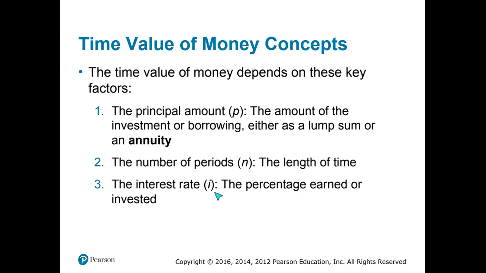So the principal amount is the amount of the investment or borrowing. It's normally either a lump sum or an annuity. And an annuity is just a stream of equal cash payments that are made at equal time intervals. The number of periods is the length of time, and the interest rate is the percentage earned or invested.